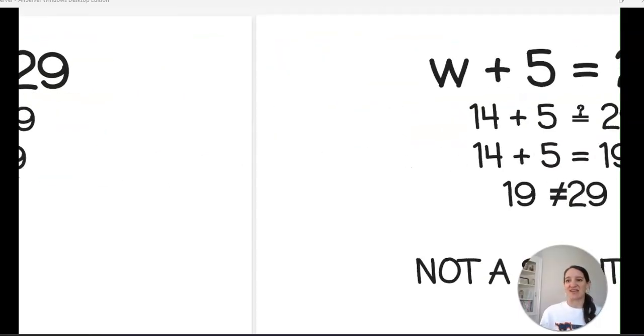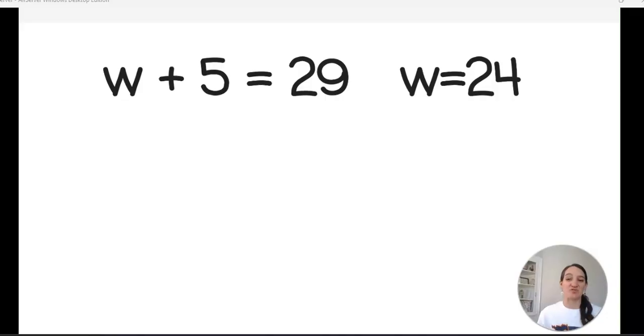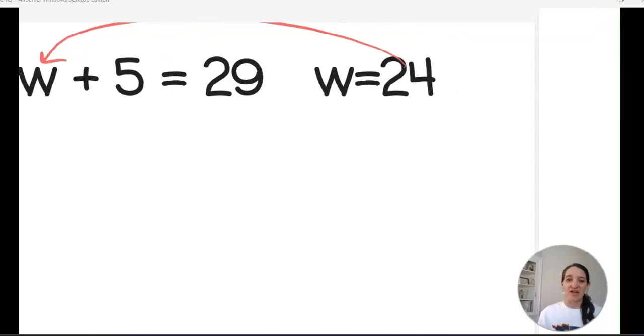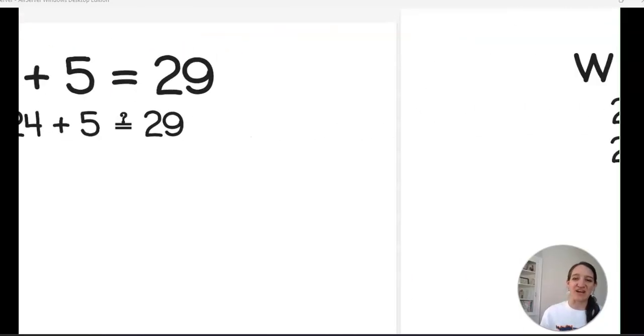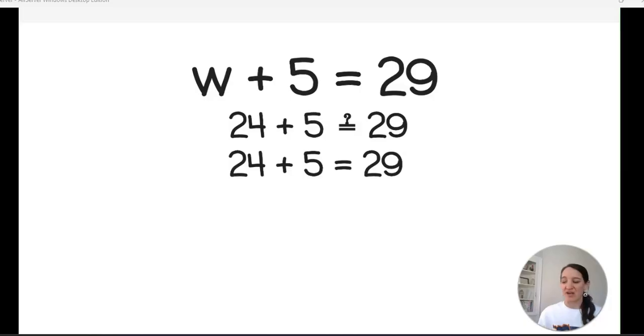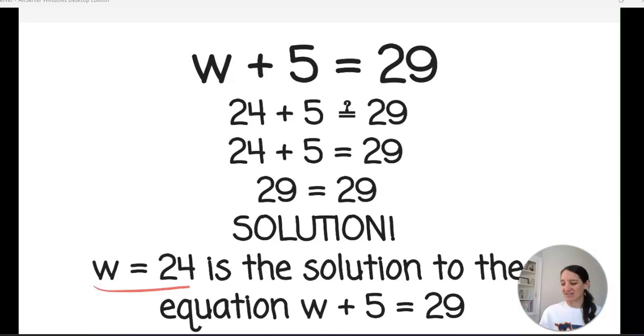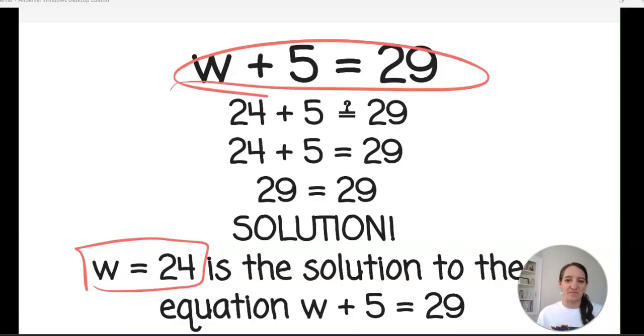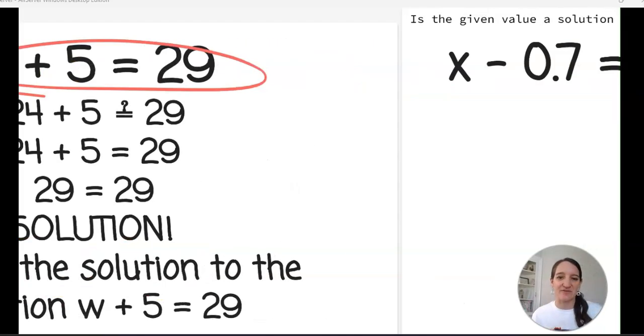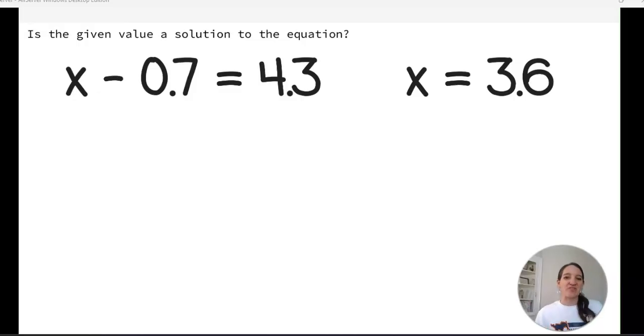Okay, now if we say w equals 24, let's plug that in for w. Let's try it out. 24 plus 5 actually is equal to 29. So that is a solution, and w does equal 24. So we would say w equals 24 is the solution to this equation. So today we're basically writing solution, not a solution, for whatever they tell us the variable stands for. Okay? All right, here's one where you get to try with me.